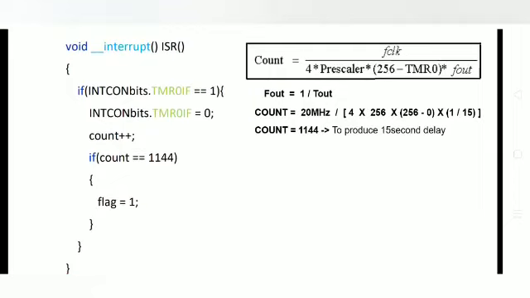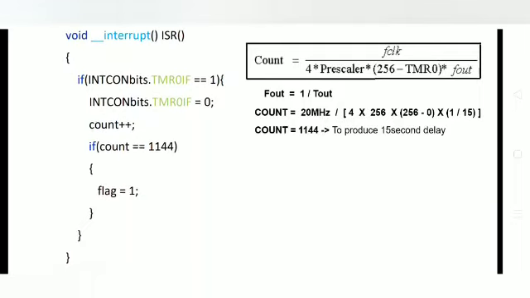If the interrupt control bit Timer 0 interrupt flag is set, when the interrupt occurs it will count how many times the timer overflows. This is the interrupt function.